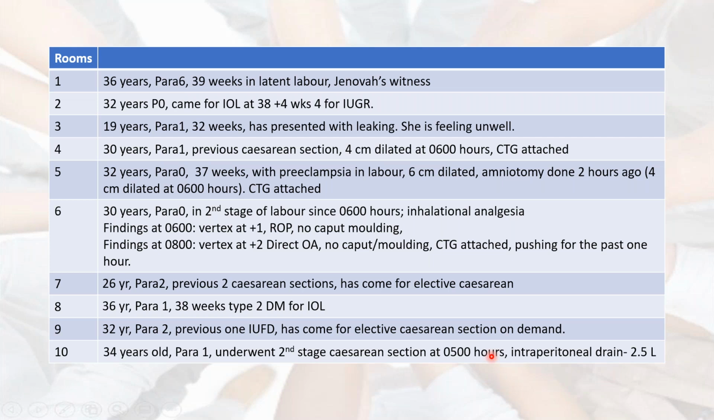So that means her vital signs could have changed. That's why I would like to know first her vital signs, whether the uterus is contracted or not, and whether there is any PV bleeding. I would like to see the patient's MEWS chart. And there is the intraperitoneal drain of 2.5 liters. So how is she now, and how much is draining now?